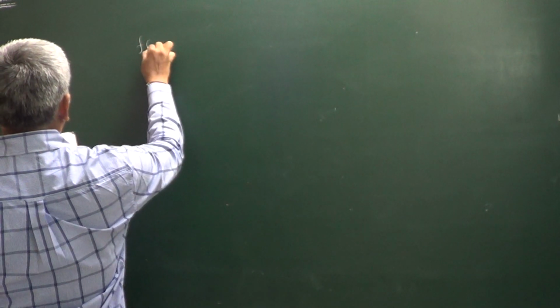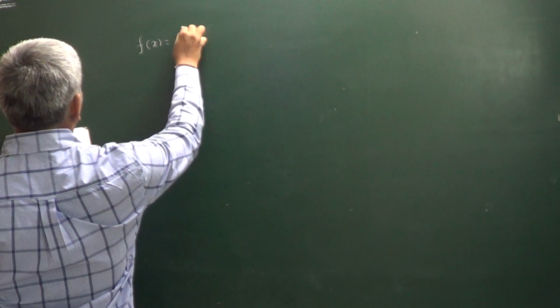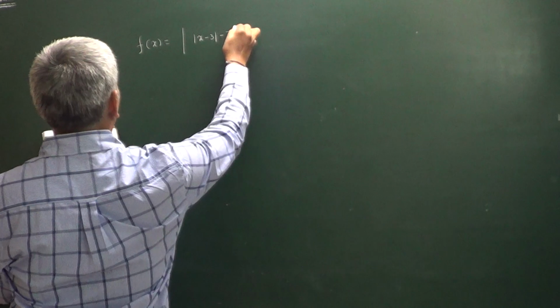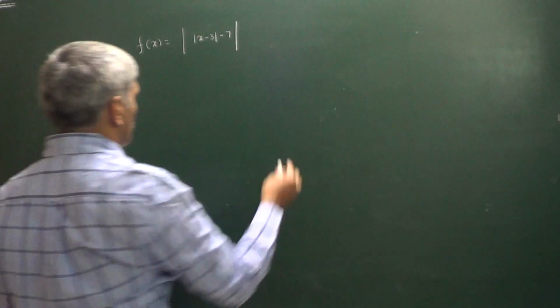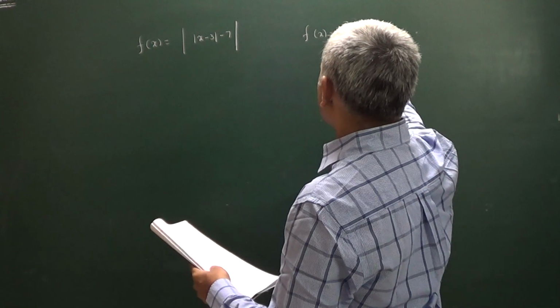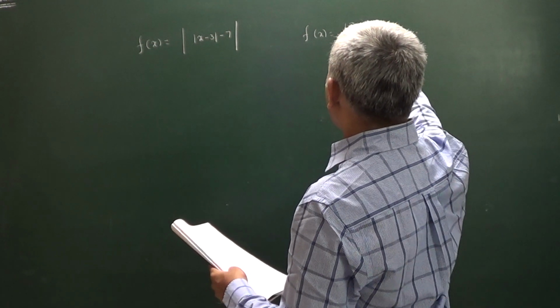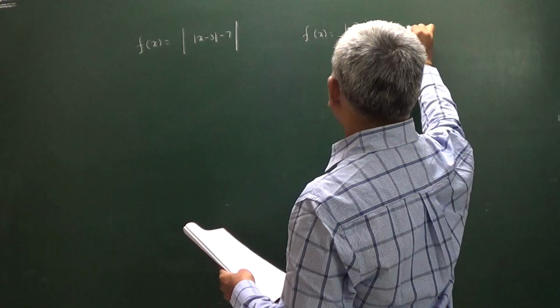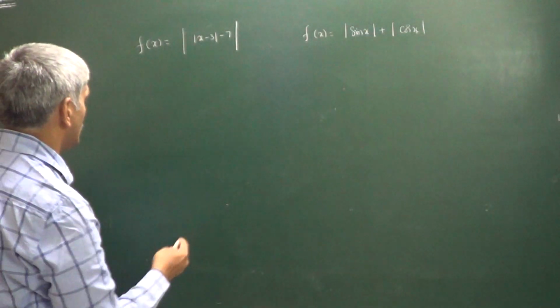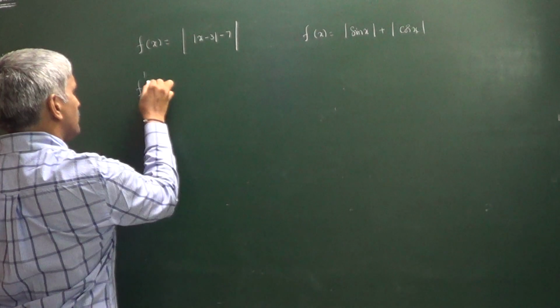Now can you tell me, f(x) equals ||x-3|-7|, or at the same time f(x) equals |sin x| plus |cos x|. So what about the points of non-differentiability of these functions? Okay, this first one we can do by any method.